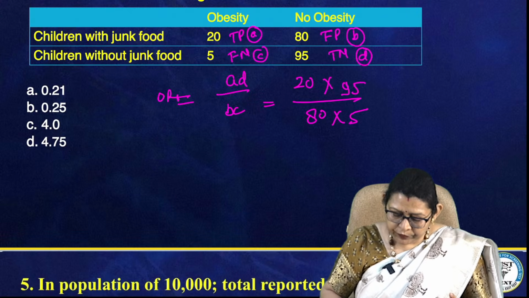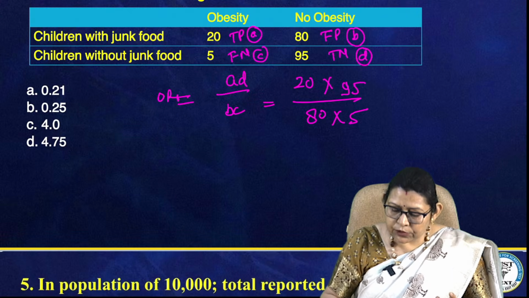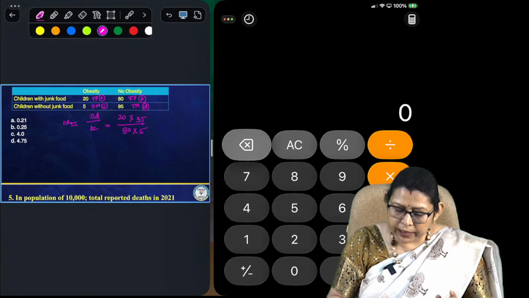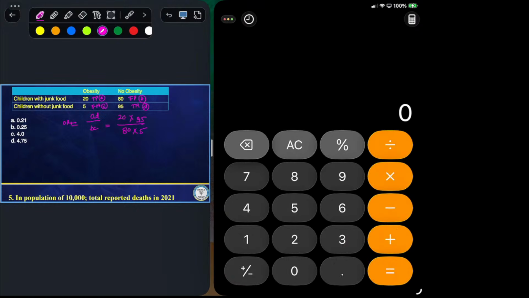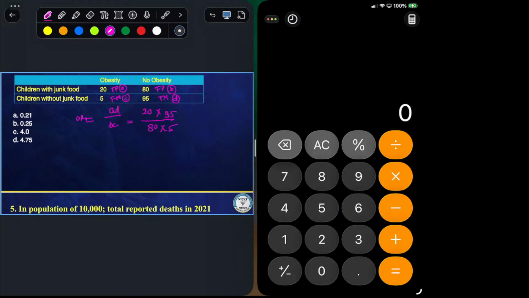If you have a doubt, you can use your calculator here. I am switching off the camera for a few seconds just for your clear understanding. If I calculate with the digital calculator, it is 20 into 95, divided by 400, and this will come as 4.75.